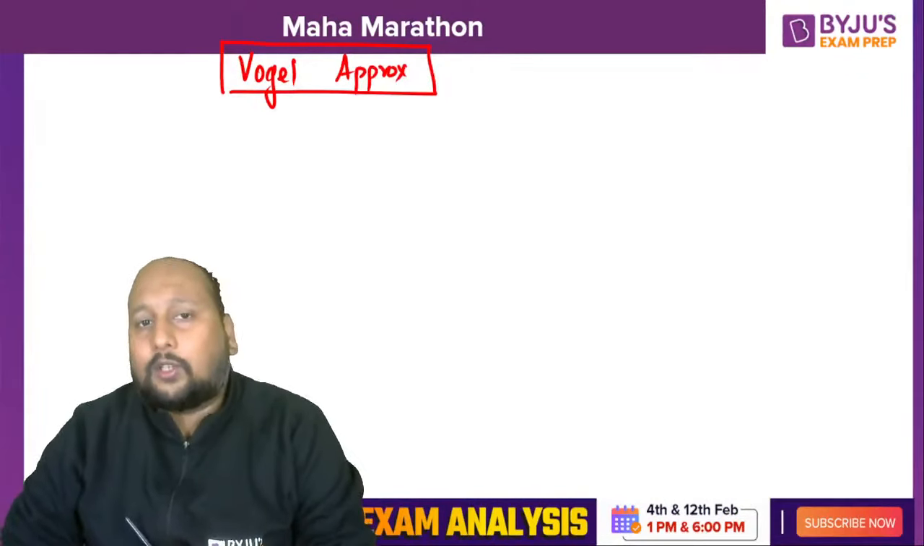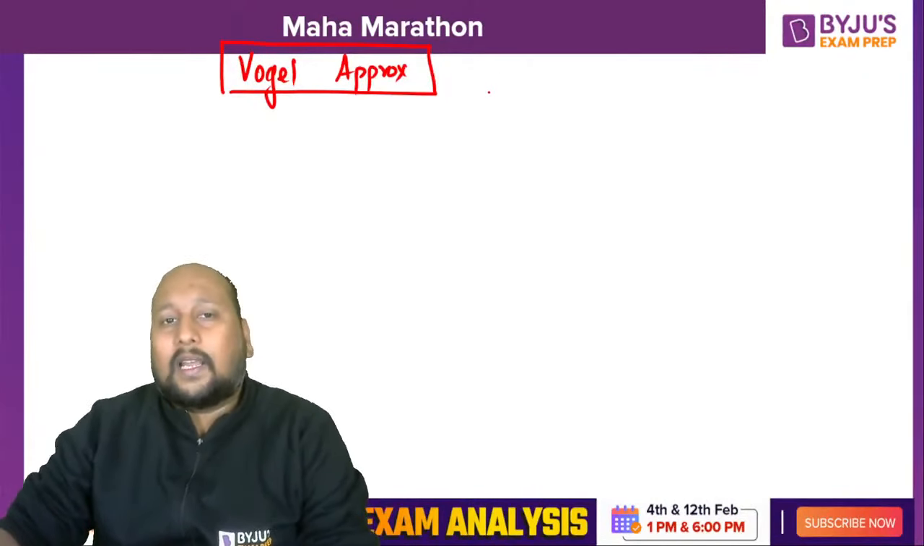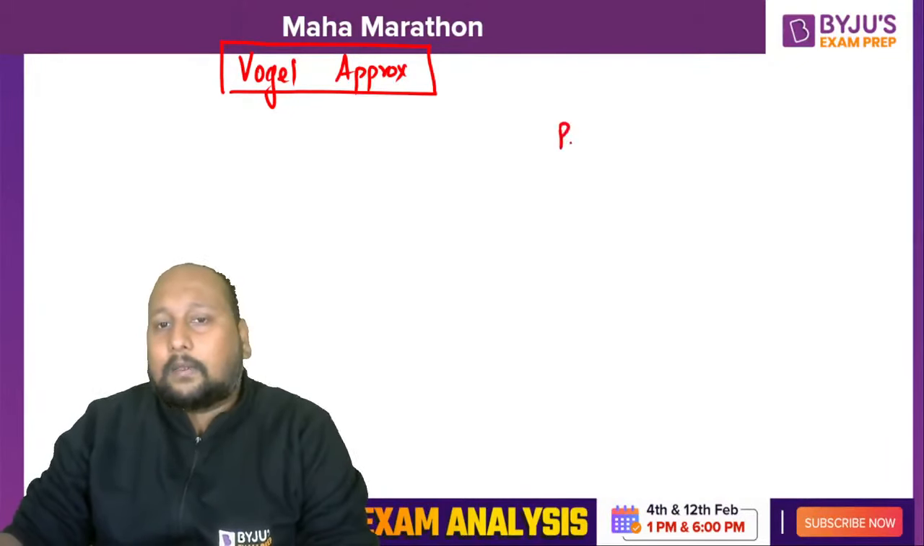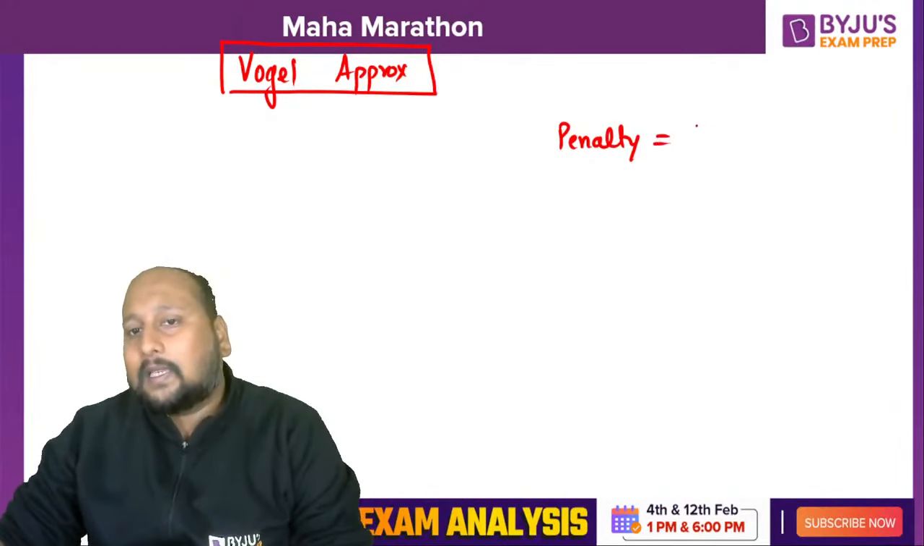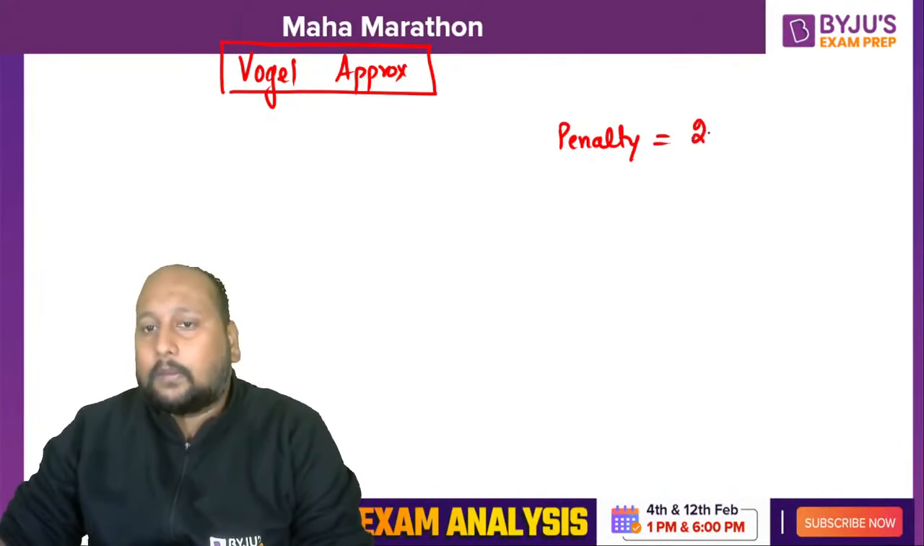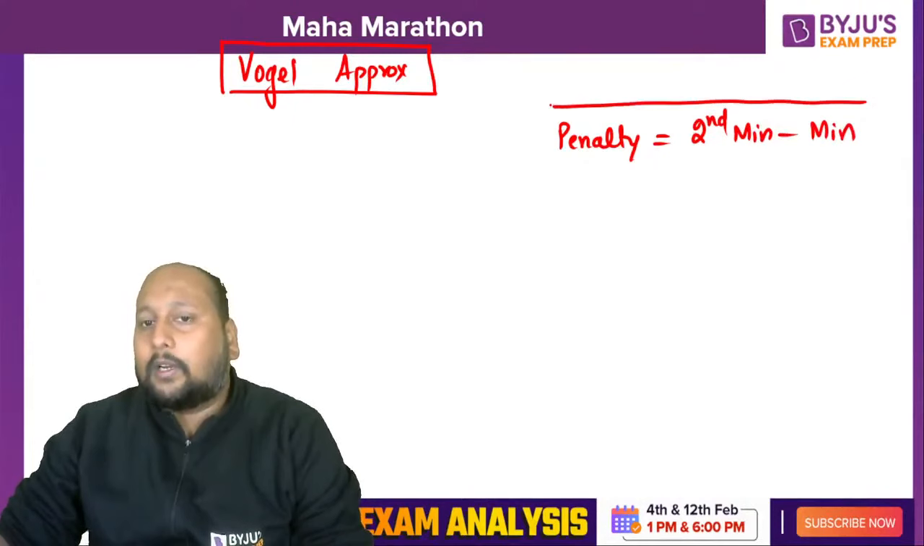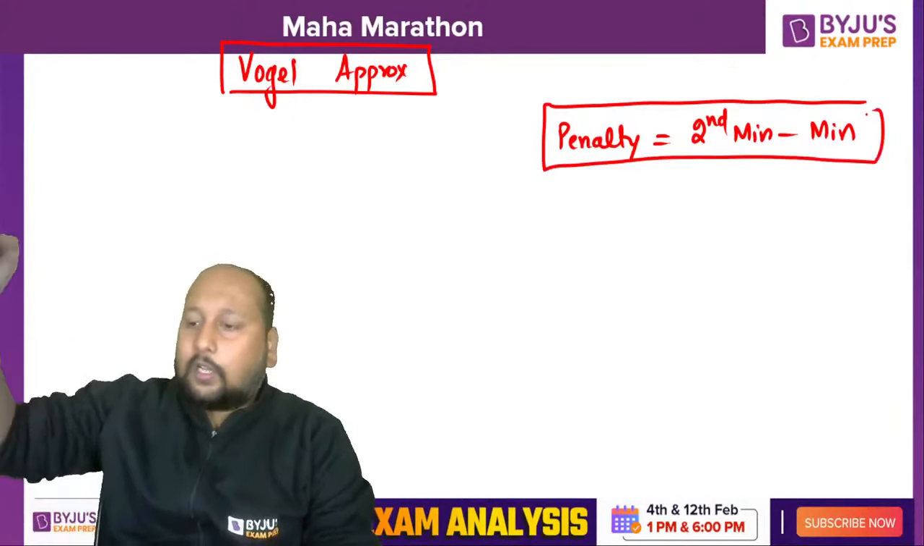Now in Vogel's approximation, this is also called your penalty method. We try to calculate the penalties. What is penalty? Penalty is basically equal to the difference between the second minimum and minimum, the second minimum value minus the minimum value. We try to calculate the penalties row wise and also column wise.